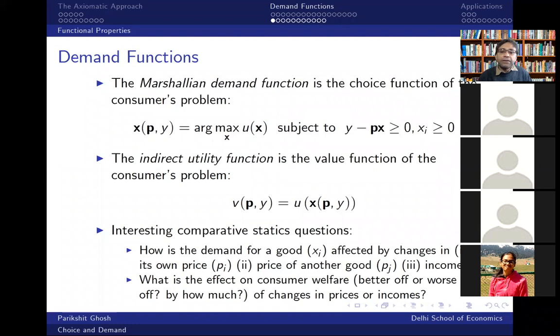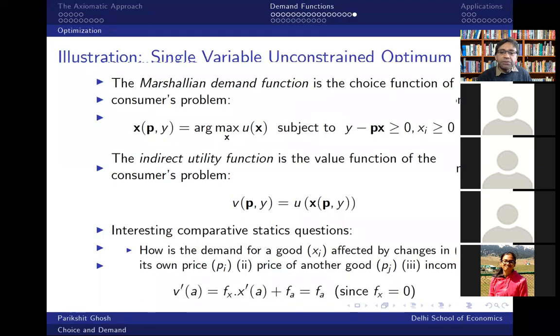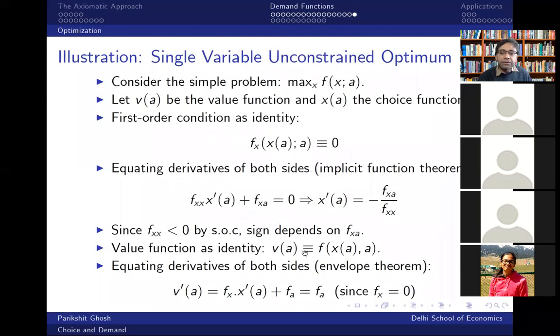So when does a value function become an identity function? When does a value function become an identity function? You're talking of this? That's a very broad question, right? What do you mean?